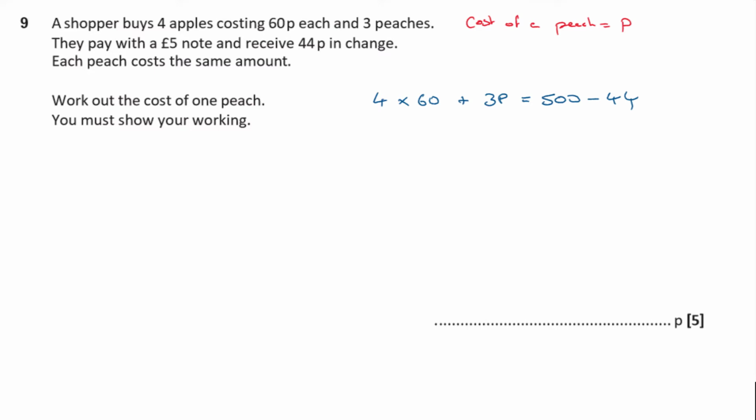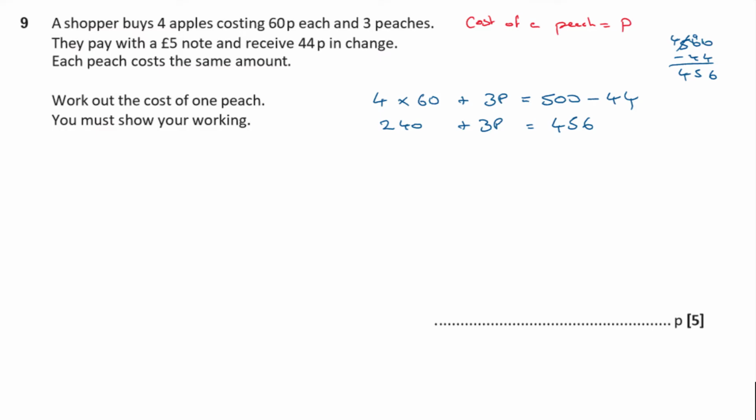Okay, so let's just tidy that up a little bit. 4 times 60, that's 240, isn't it? So 240 plus 3p is equal to 500 minus 44. What's 500 minus 44? 0 take away 4, I can't, so I'm going to borrow 1 from there. 4 gives me 10. I'm going to borrow 1 from there, gives me 9 and 10 there. So 10 take away 4 is 6. 9 take away 4 is 5. And then I'm going to have a 4 on the end. So 456. So 240 plus 3p equals 456.